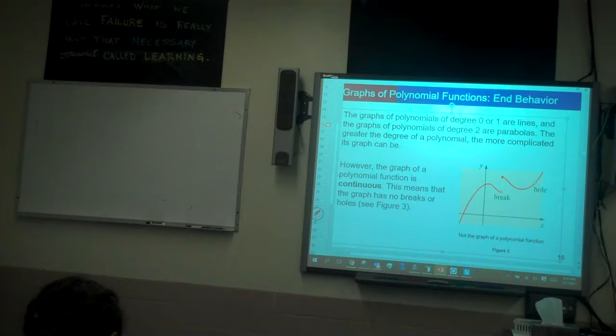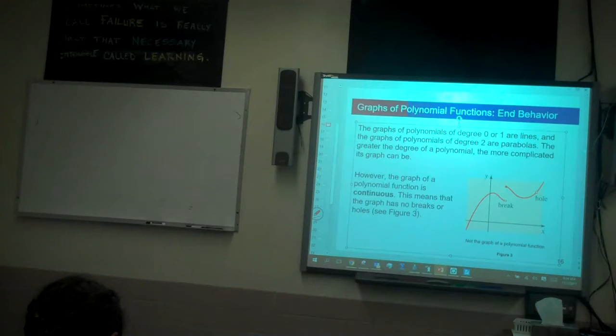So that's kind of what the next 4 or 5 slides are going to get at. But before we actually specifically talk about end behavior, I want to talk about what continuity is. Or what it means for a function to be continuous.